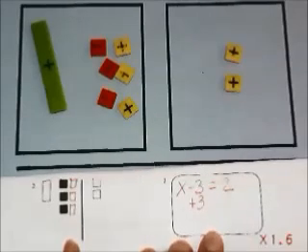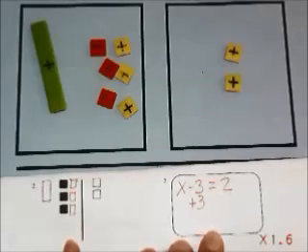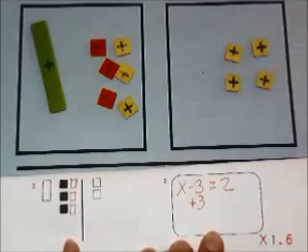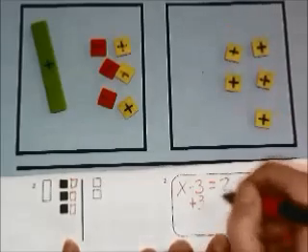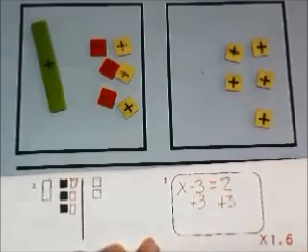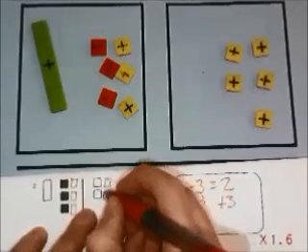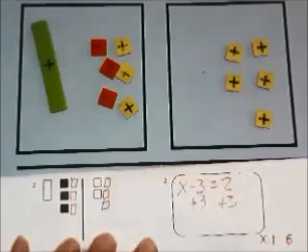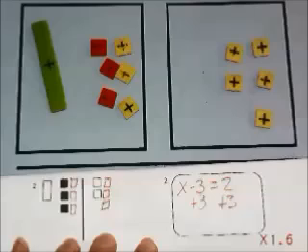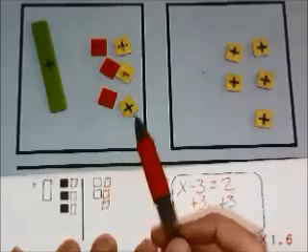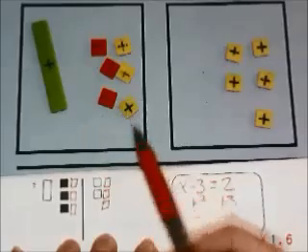Now I need to add 3 to the other side, because whatever you do to one side, you do to the other. That's rule number 2 of Algebra Land: do unto one side as you do to the other. I added 3 to the left side, so I have to add 3 to the right side. I did that on my algebra mat, and I drew it in the picture. And then algebraically, I put 2 plus 3 on the paper.